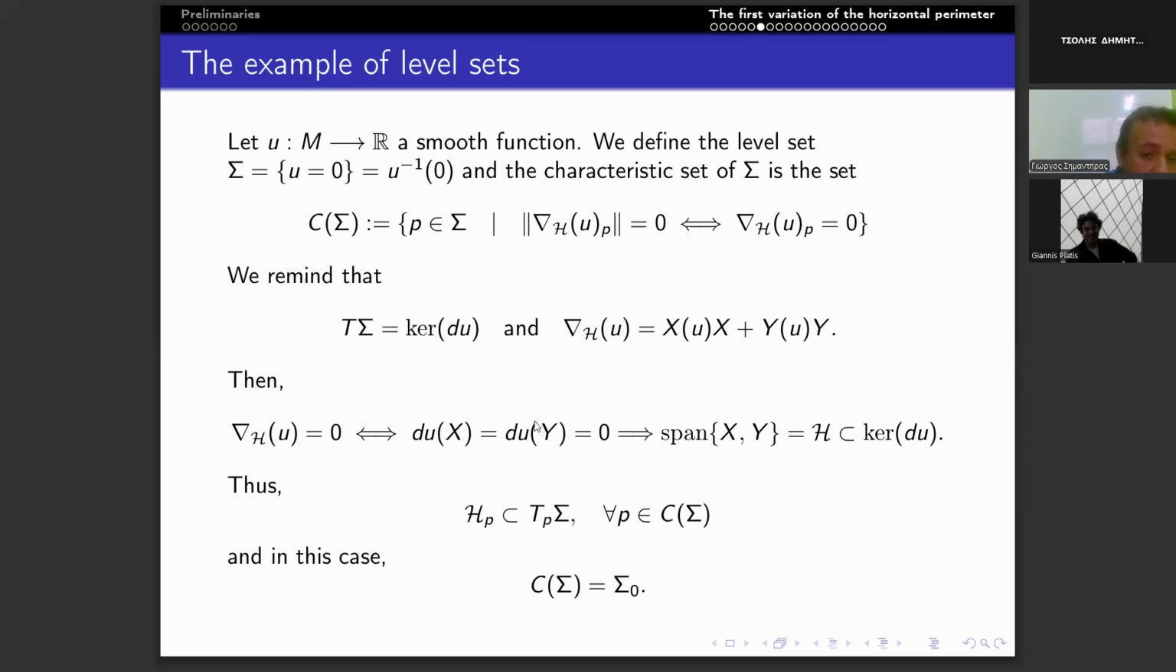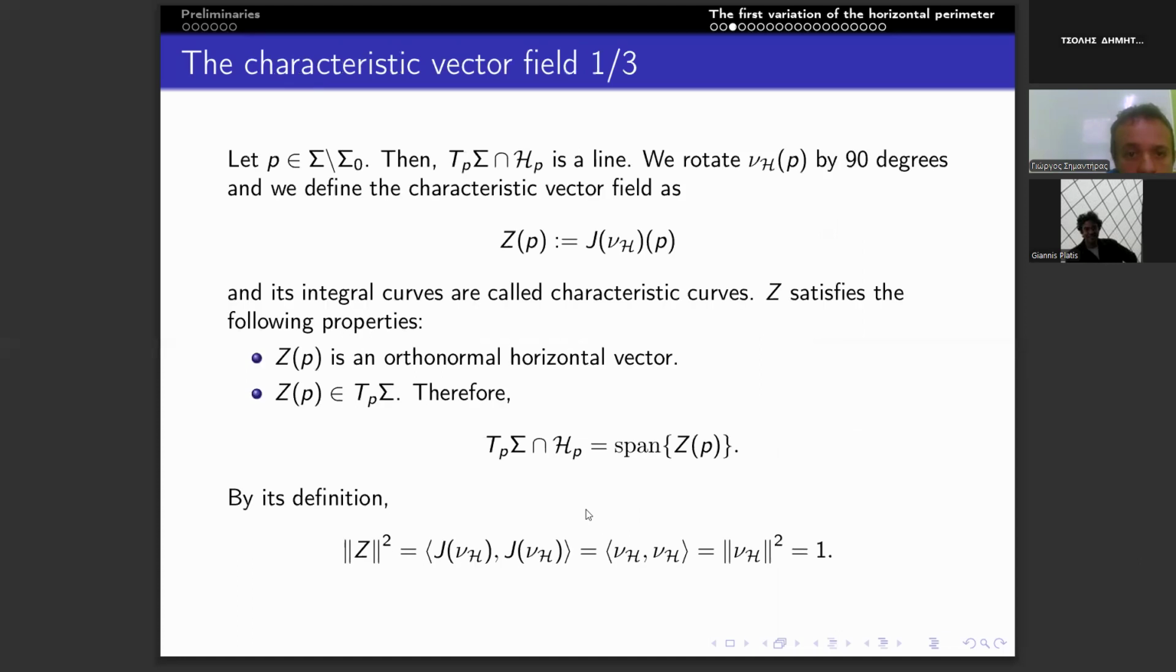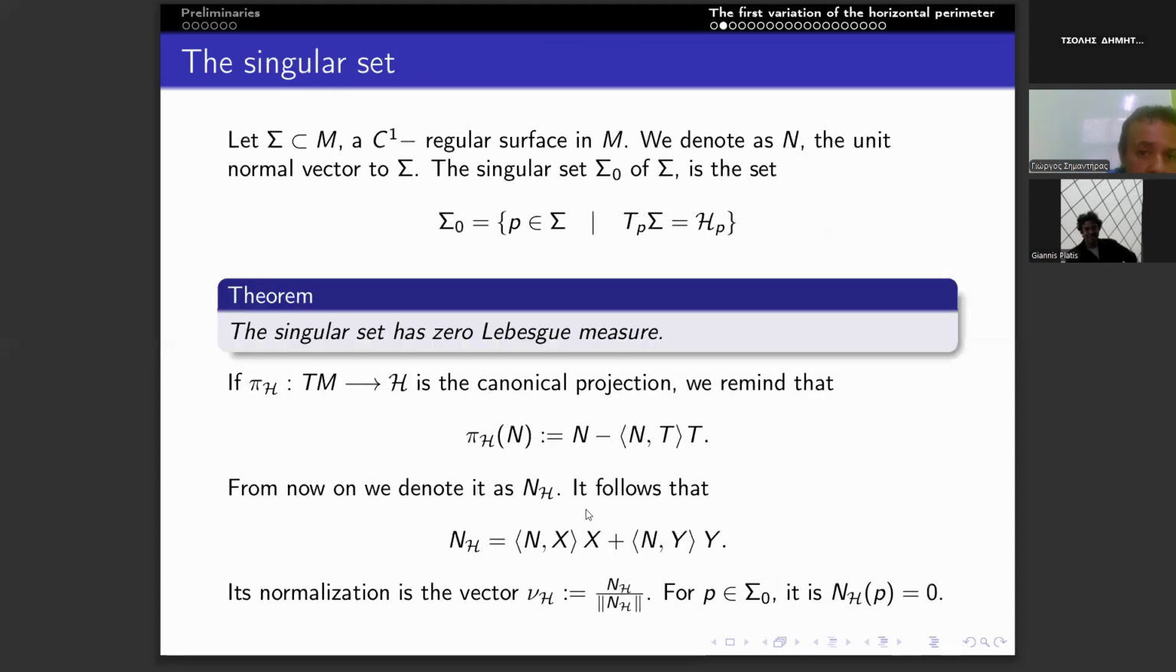So this means that X and Y live in the kernel of dU, and practically we have that the horizontal subspace is a subspace of the tangent plane. Because of dimensional reasons, we have that H_P is equal to T_P sigma, and in this case, for the level sets, the characteristic set is practically the singular set of sigma, by the definition of the singular set, that T_P sigma is equal to the horizontal plane.